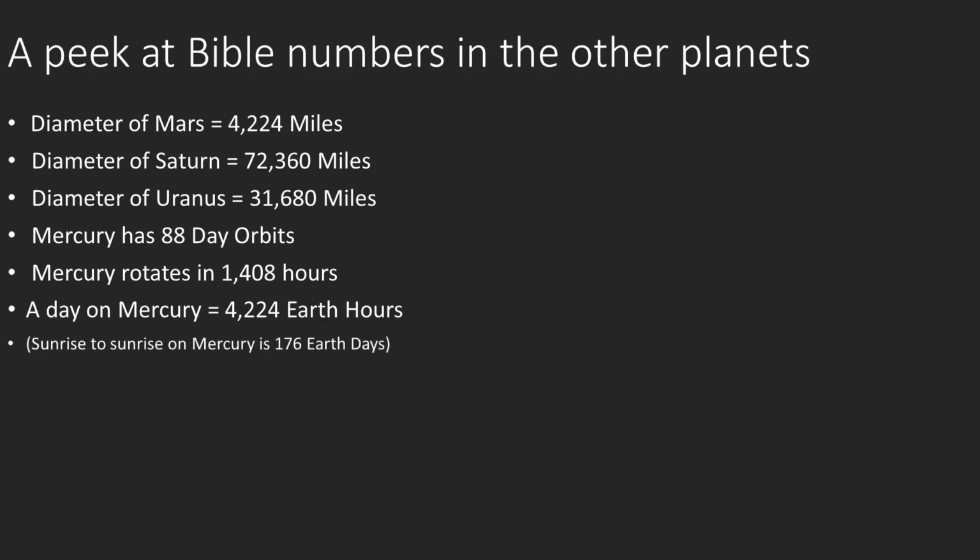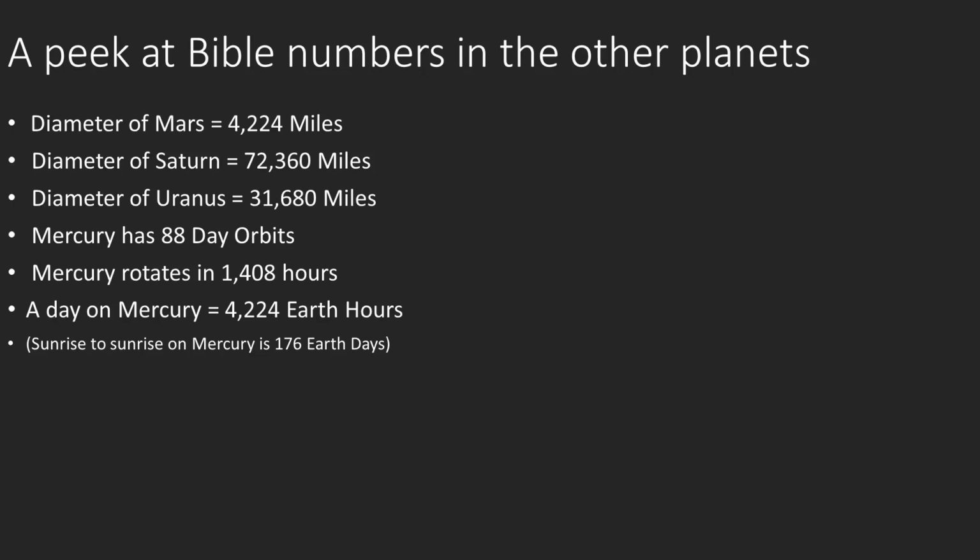Now, notice the numbers here. The diameter of Mars gives us 4224, but so does the day on Mercury measured in Earth hours. Also, Mercury has 88 day orbits and rotates in 1,408 hours, meaning a sunrise to sunrise on Mercury is 176 Earth days. If you'd like to see more on this, go back to my solar system presentation where I explain this whole slide, but the reason I'm showing it to you now is because, as far as I understand, Ezekiel's city is a diagram of our entire solar system.